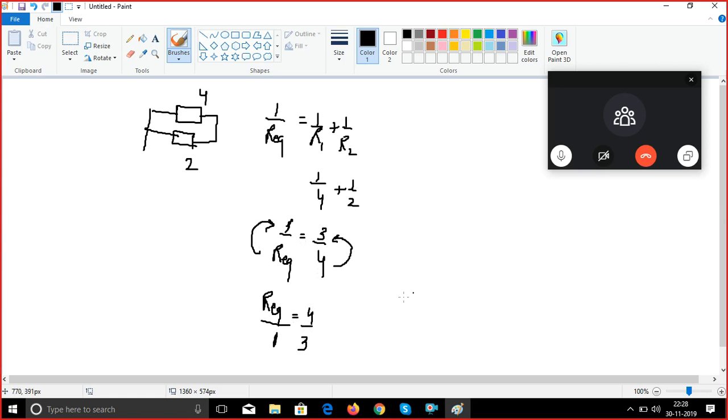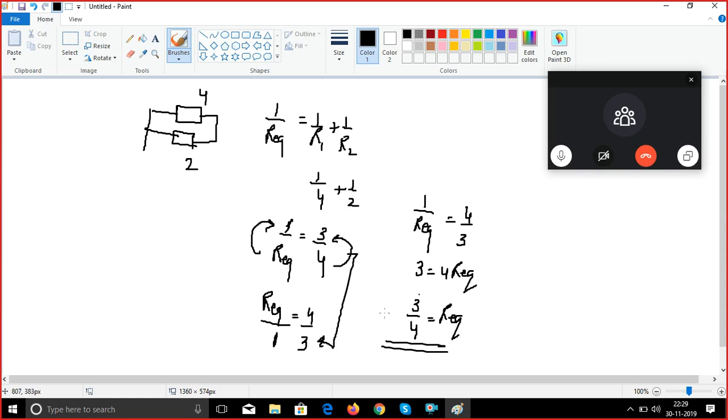Could you do that one more time? Okay. So in simple, 1 over R equivalent is equal to 3 over 4. If you cross multiply, you get 3 R equivalent equals 4. Is this clear? Yeah. And dividing both the sides by 3, you get R equivalent equals 4 over 3. Is this clear? Yeah. So that you have to do. It's just a direct way that I was telling you, but if it's not clear, just stick with this one. Okay?